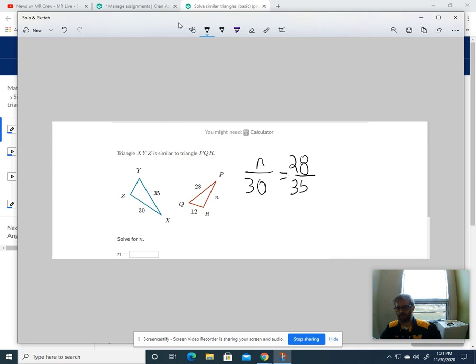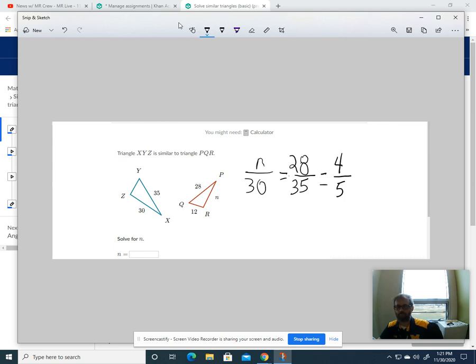So what you're matching, you're creating ratios. They have to reduce to give you the same thing. Now, you can choose to do this however you want. I'm going to reduce this because it's going to make my life easier. Both those numbers are divisible by 7. This goes down to 4/5.